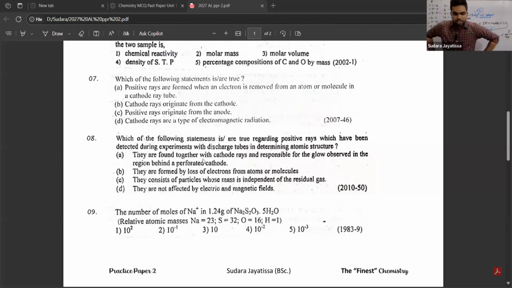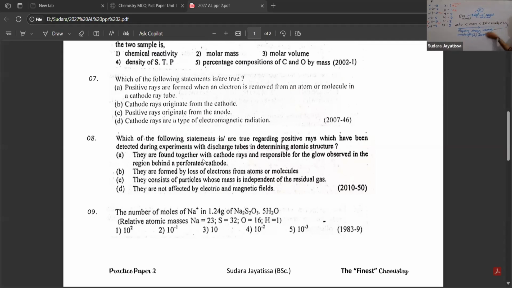Let's see that too. Which of the following statements are true regarding the positive rays which have been detected during the experiments with discharge tubes in determining atomic structure? Statement A: they are found together with the cathode rays and responsible for the glow observed in the region behind the perforated cathode. Okay, that one is very true.